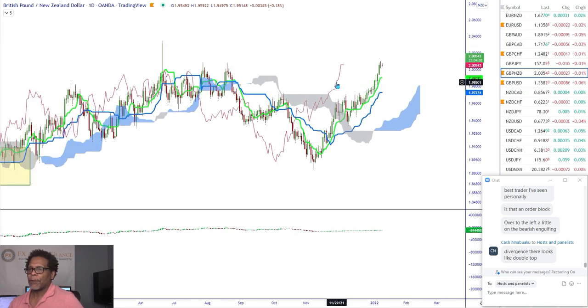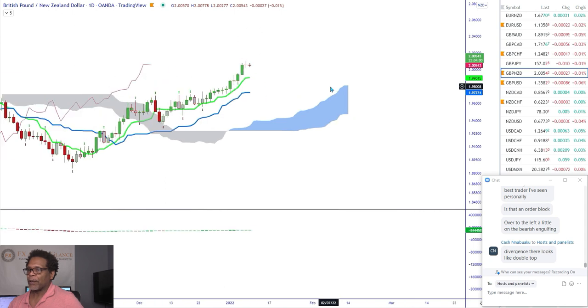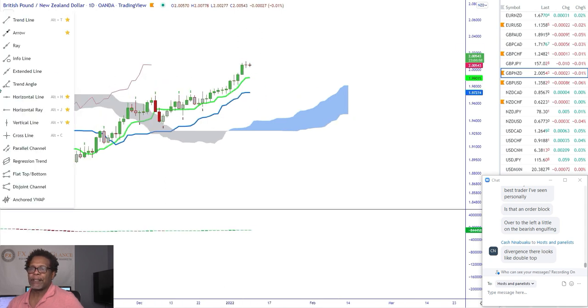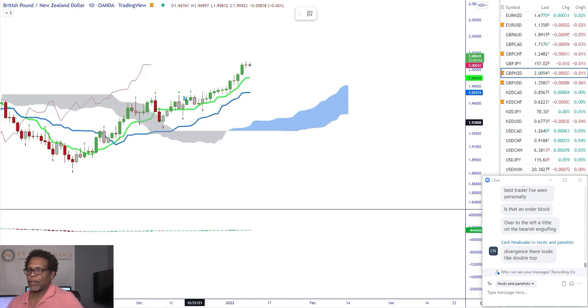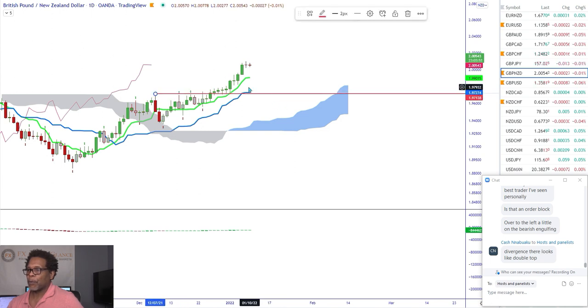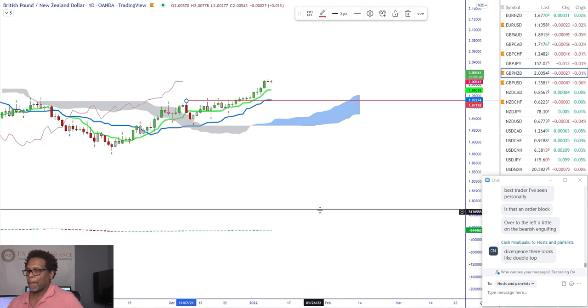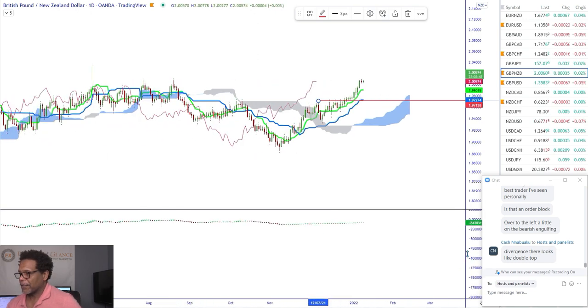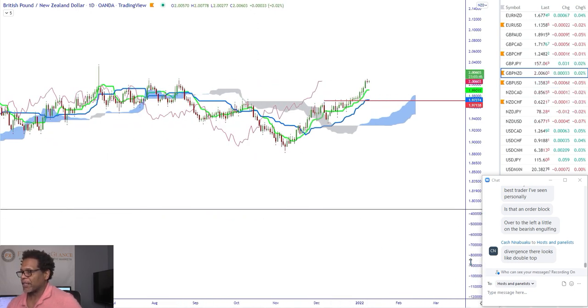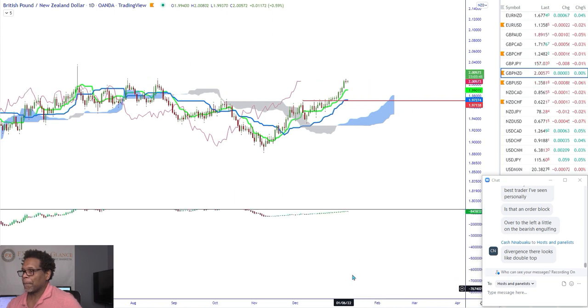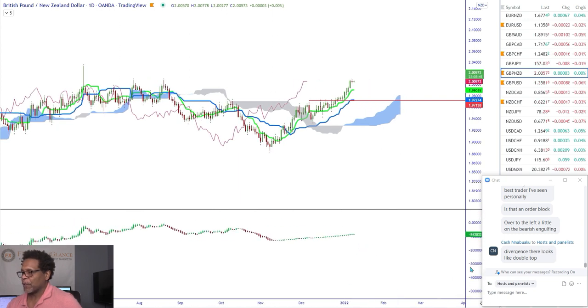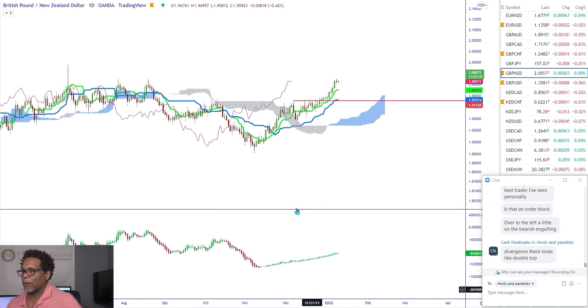Might see a correction here. If we do correct, possibly back to this level. It's a strong bullish market though. But I look for maybe a correction back to this area, which is Kijunsen. So I'm not going to take the long trade right where it is because it's extended to me. And let's see where the move is. We could see how far we are.